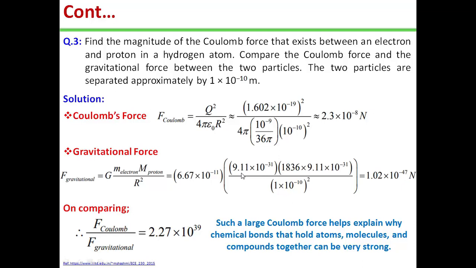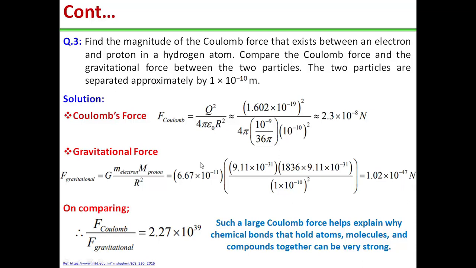And the electron mass, we know, is 9.11 × 10^-31 kg, and the proton mass is 1836 times 9.11 × 10^-31. That means the mass of the proton is 1836 times the mass of the electron. After putting in the values of G, M electron, M proton, and R, and calculating, we will have 1.02 × 10^-47 Newton.